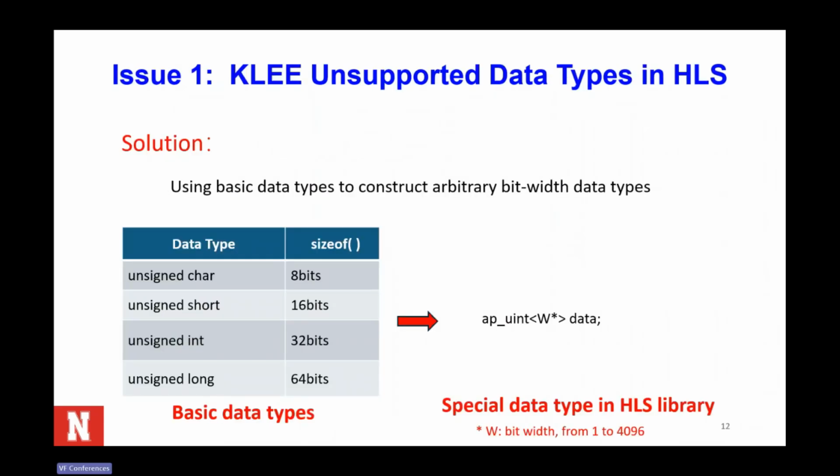For solution 1, we use the basic data types to construct the special data types. The basic data type includes several choices, and the basic data type is like this, and W means the bit width of the special data type. It's from 1 to 4096.